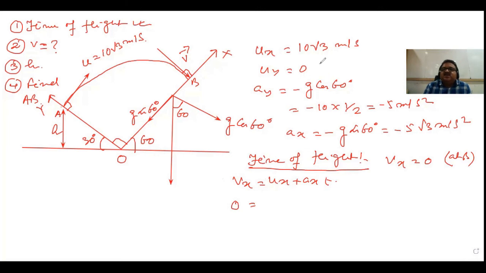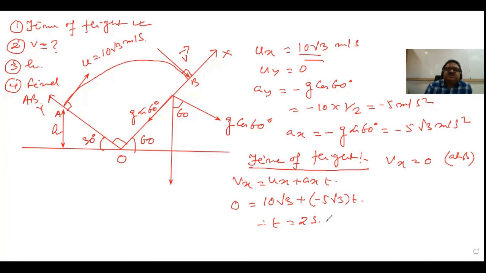Ux is what? It is already 10 root 3. Plus, what is the value of ax? Minus 5 root 3 into t. So it's quite clear, t equal to 2 seconds. Look, the sums look so tough, but it is actually so easy.